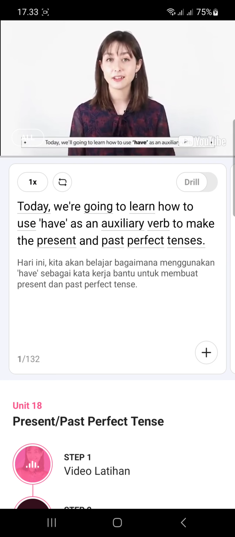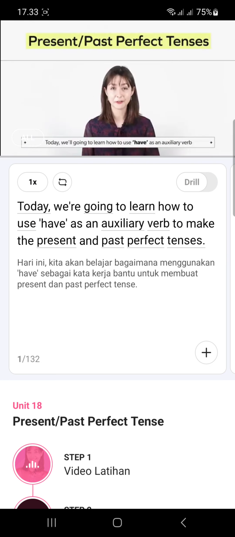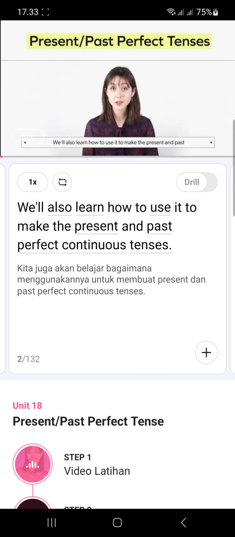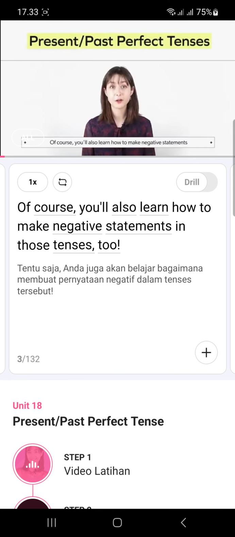Today, we're going to learn how to use have as an auxiliary verb to make the present and past perfect tenses. We'll also learn how to use it to make the present and past perfect continuous tenses. Of course, you'll also learn how to make negative statements in those tenses too.